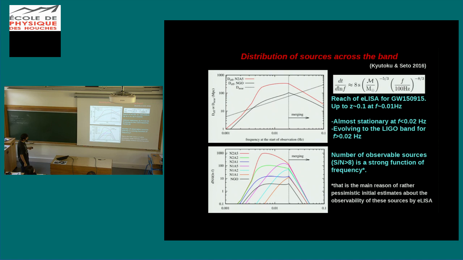So this is a nice plot from Kyutoku and Seto 2016 that shows the frequency distribution of this system in the LISA band. Let's take the red curve here, which is probably the most relevant for the current design of LISA. You can roughly draw a line between 10 to the minus 2 and 2 times 10 to the minus 2 hertz. That's the line that defines the separatrix between whether your source is going to sweep in band and merge in the LIGO band, or stay in the LISA band for all the detection time.